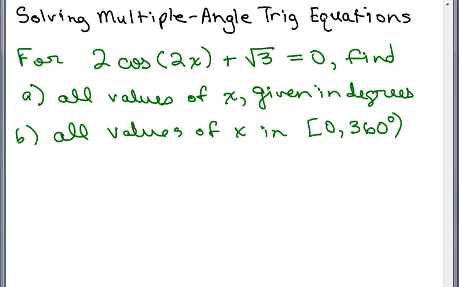In this video, we're going to learn how to solve a multiple angle trig equation. So we're going to do this one: 2 cosine of 2x plus square root of 3 equals 0. It's called a multiple angle because notice you're taking the cosine of 2x. It's just not x or theta or a, but 2x. So we're going to do two things. First, we're going to solve this and find all the values of x given in degrees, and then we're going to find all the values of x in the interval 0 to 360 degrees.